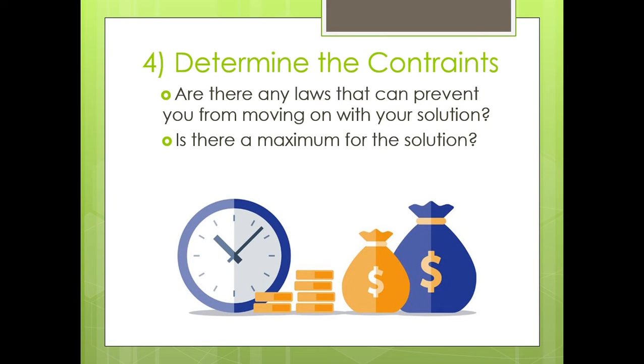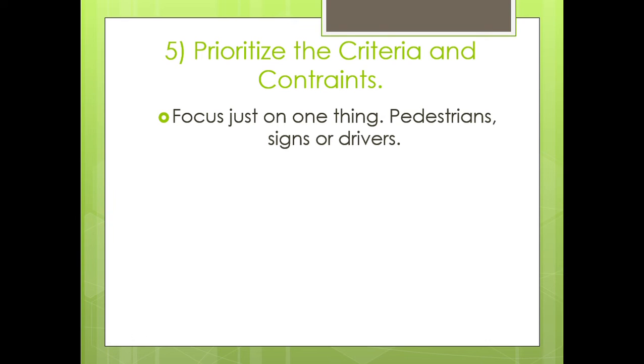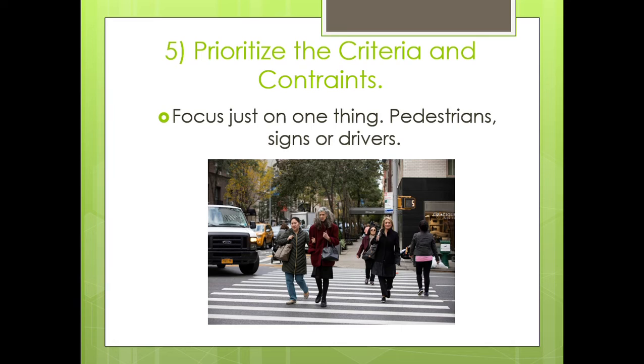And just in case you have sponsors, you need to talk to your sponsors and find out how much money they are going to give you to put into practice the solution that you want to apply, right? Then we have number 5, prioritize the criteria and constraints. Remember, focus only on the most important things. Or just like it says here, focus just on one thing. Pedestrians, signs, or drivers. So according to your budget, you have to focus either on pedestrians, signs, or drivers.